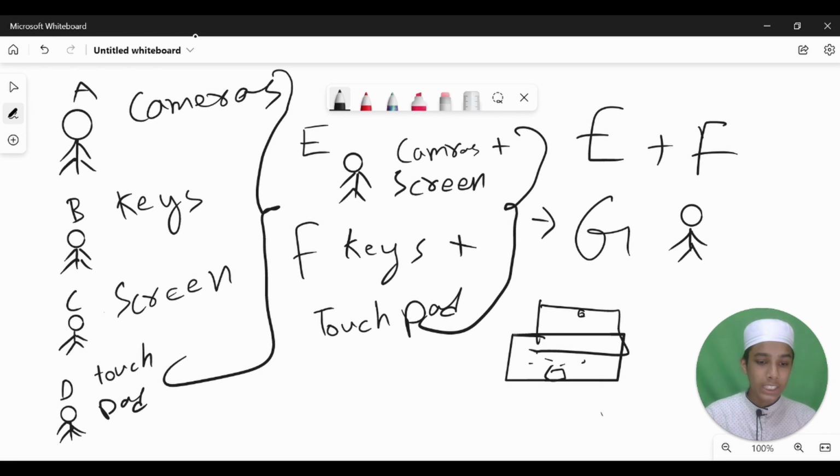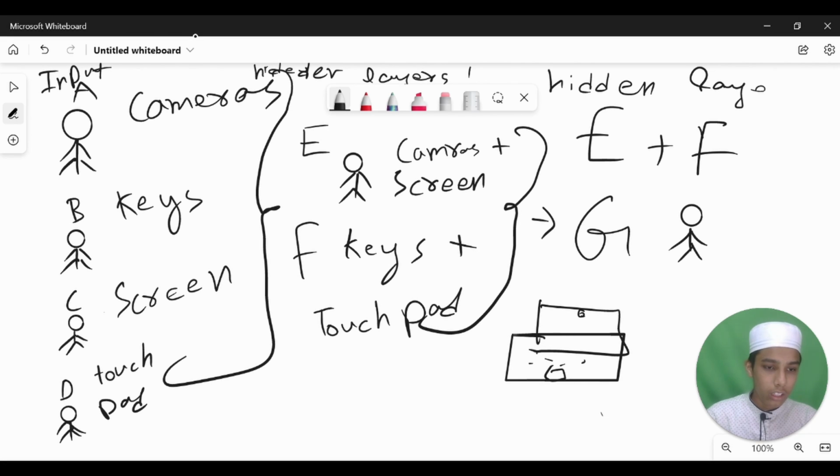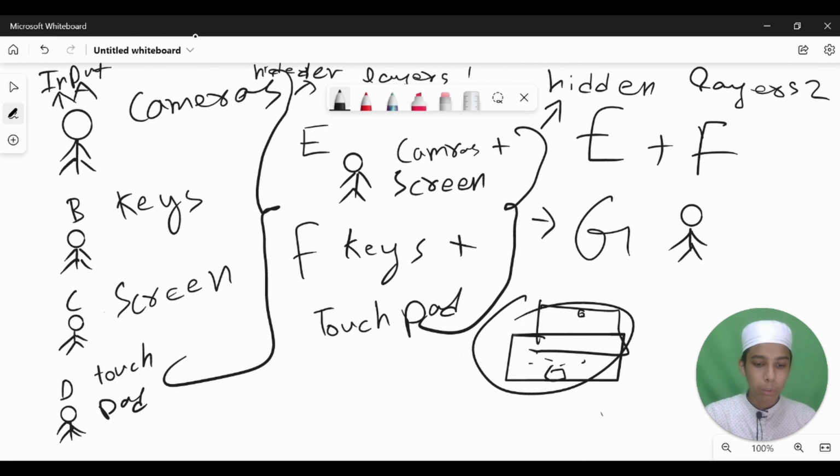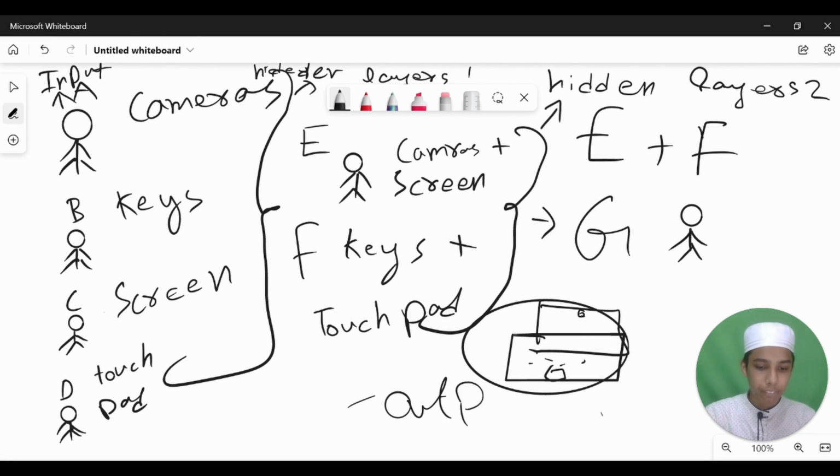So anyhow guys, now this laptop is assembled, but like that only, these neurons are also going to work. So guys, this is known as the input, and these are going to be known as hidden layers. Layer 1, and this is hidden layer 2. So this is the one, and this is the one, and these are the inputs. Okay, and guys, this is the output, this laptop that we have created. Okay, so guys, this is how the neural network works here.